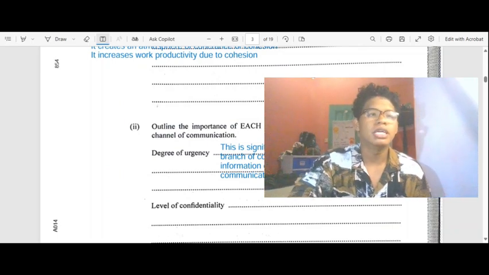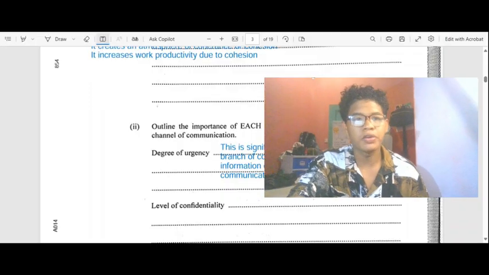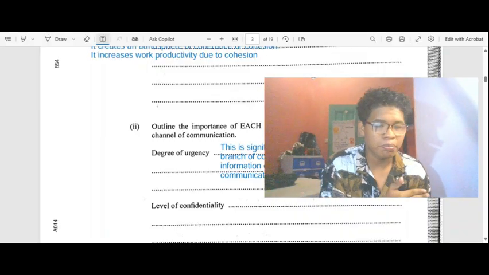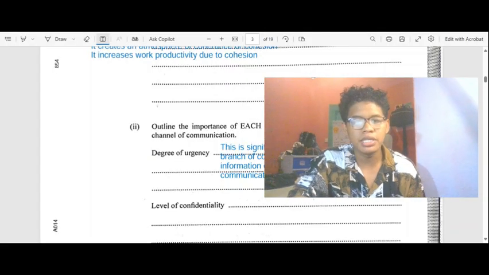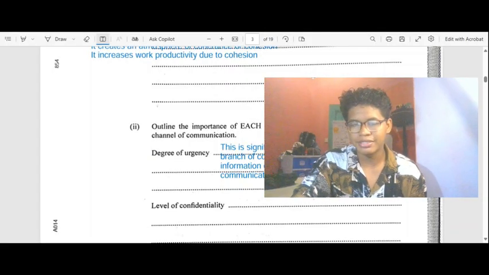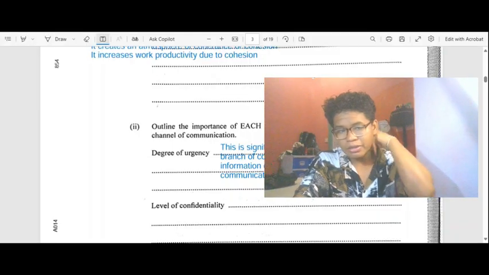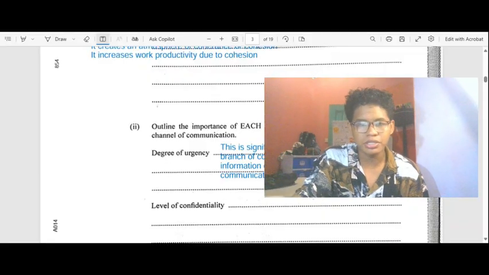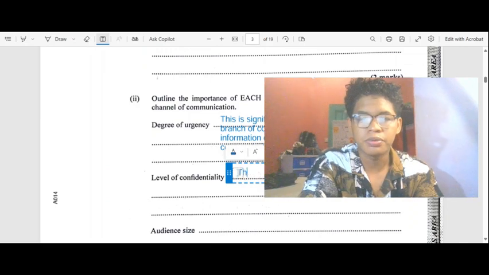For example, if you're within a business setting and you want to make sure everyone within the business gets this information within a day or within a couple of minutes, the best course of action in most cases would be electronic communication, because it is very fast in comparison to a letter, in comparison to oral communication.